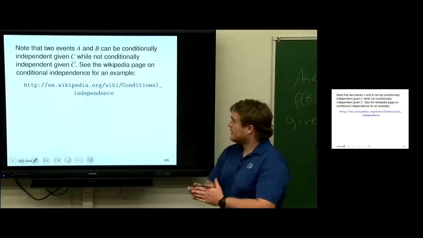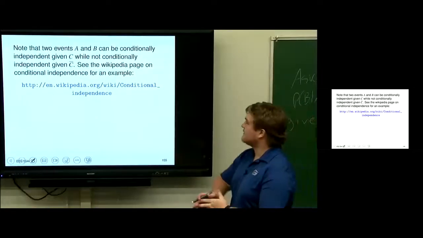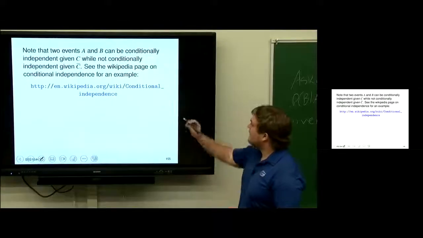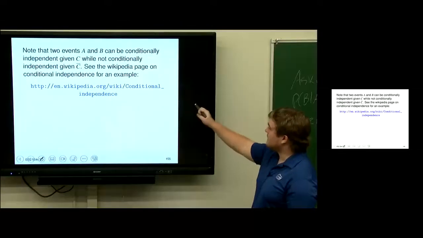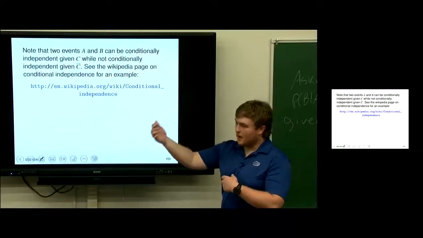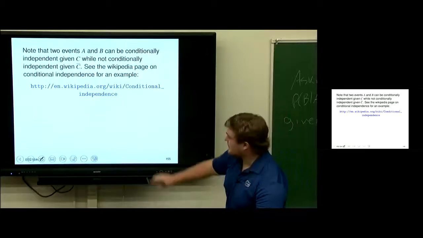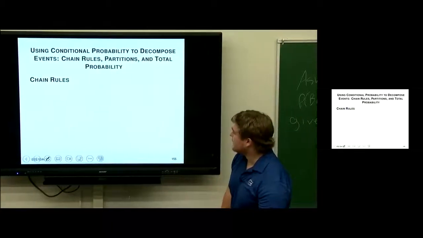Just as a concluding remark on conditional statistical independence, note that two events A and B can be conditionally independent given C, but given C bar, the complement, that independence can be destroyed. Check out this Wikipedia article for examples.